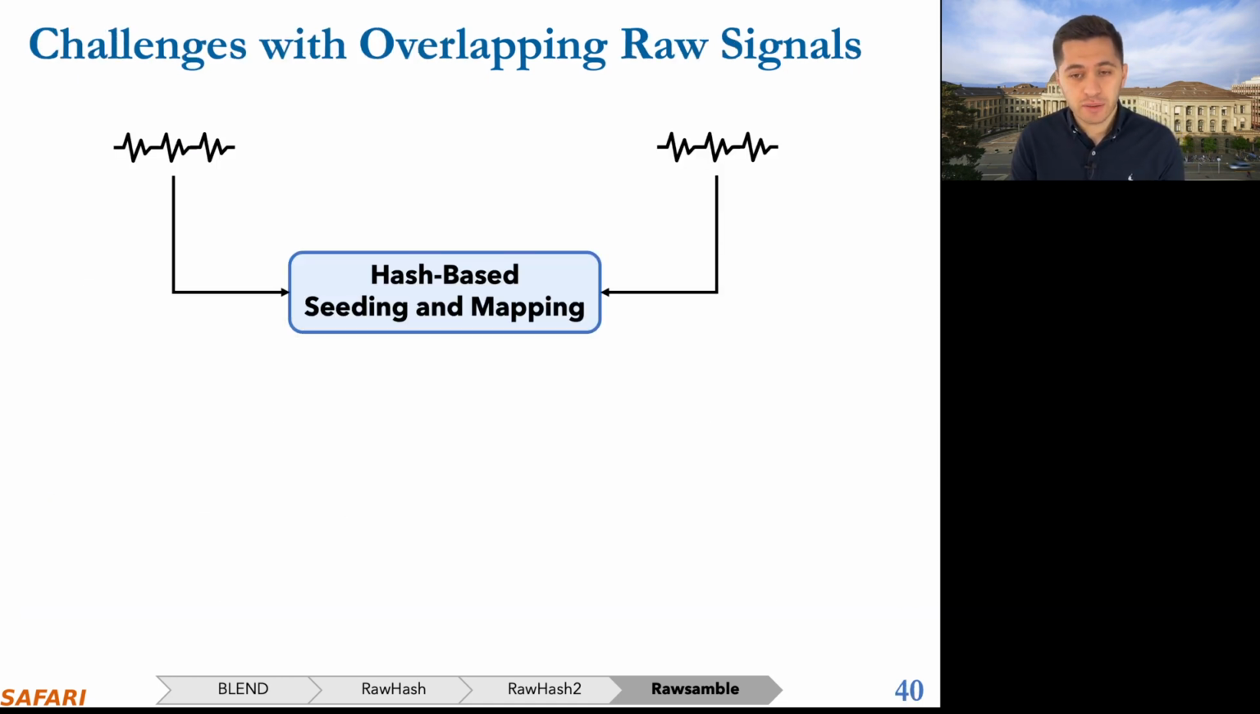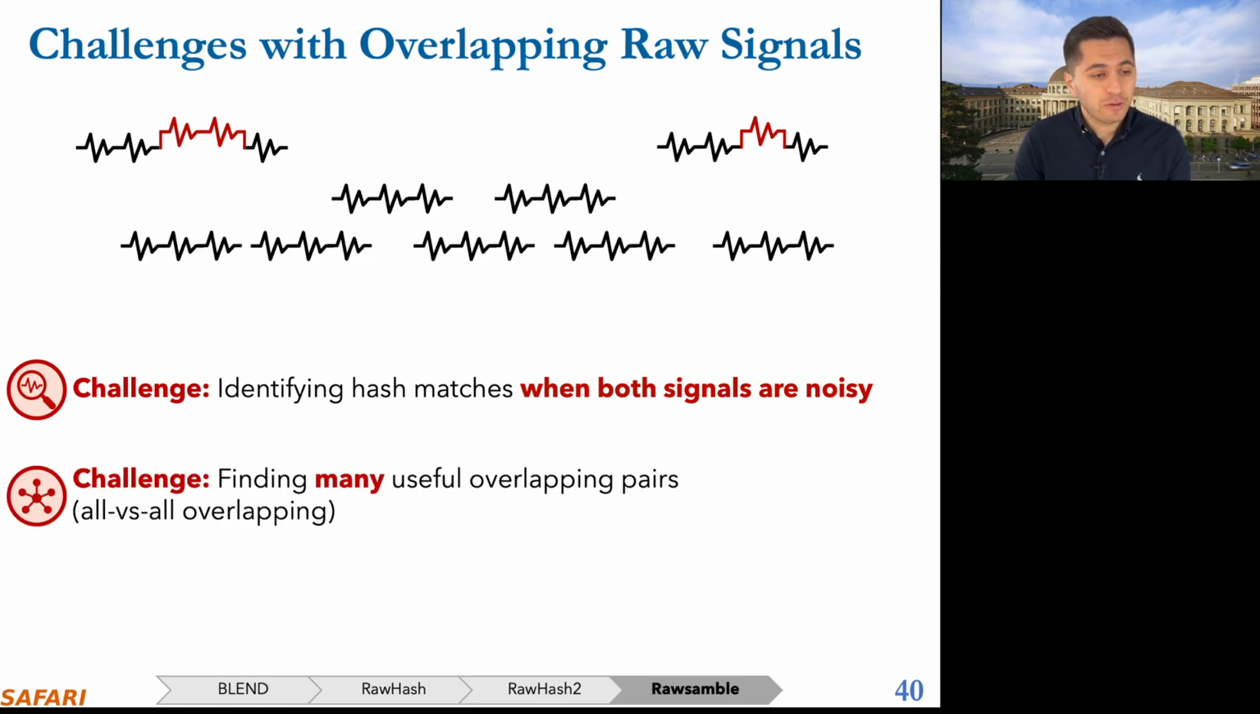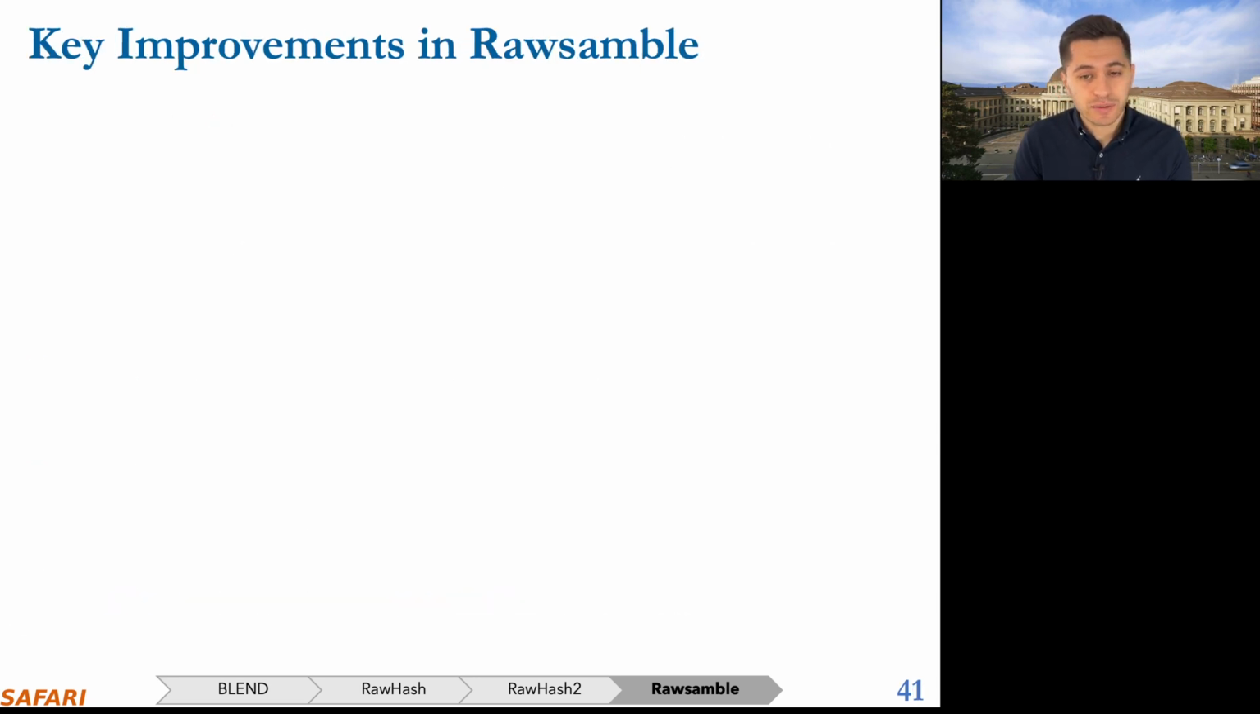Identifying overlaps between raw signals with existing hash-based seeding mechanisms is challenging because it requires identifying hash matches when both signals are noisy, finding many useful overlapping pairs that we call all versus all overlapping, and generating long paths from useful overlaps. To address these challenges, Rawsamble provides several key improvements in raw signal analysis.